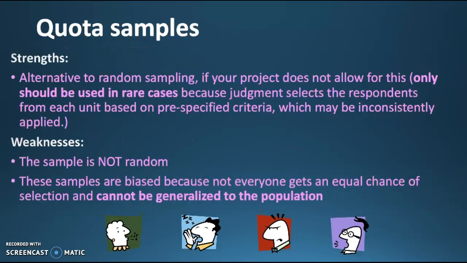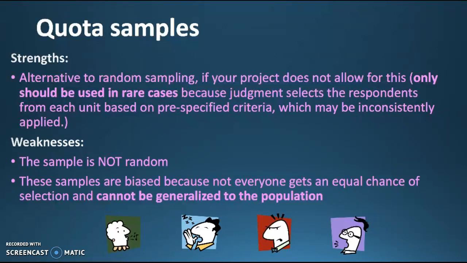But of course, drawbacks to this, right? Its strength is it's an alternative to random sampling if your project does not allow for it, but you have to be very careful when you use it. You should only use it in rare cases, because judgment selects the respondents from each unit on some criteria you have, and it might be applied inconsistently. So you're not really applying the randomness, which gives you the good prediction power in your sample. You're going to lose that in a quota sample. But sometimes a quota sample is all you have time to do. But you just have to know what you can use it for and its limitations.